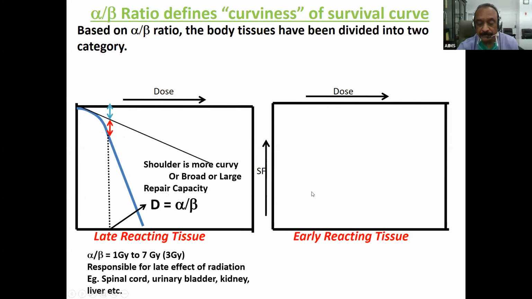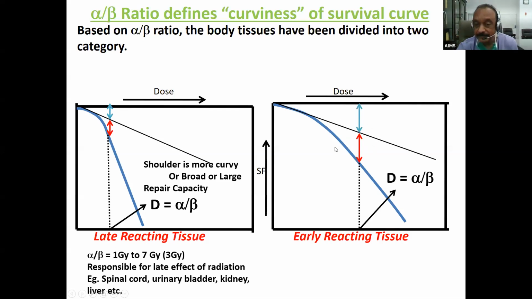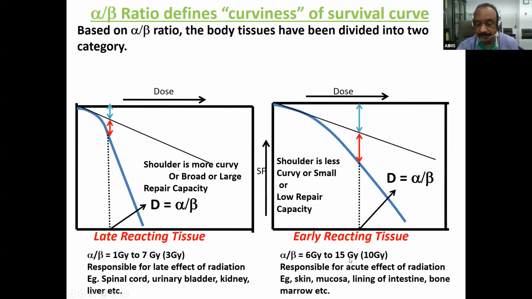Now, the right panel shows early reacting tissue. The shape of the cell survival curve is something like this. And again, draw a tangent and try to find out the dose at which two processes of cell kill become equal. Here you will realize that it is achieved at a higher dose, and that is the reason that early reacting tissue have higher alpha beta ratio. So we can say the shoulder is less curvy or small, or early reacting tissue have low repair capacity. Again, alpha beta ratio has been estimated for all early reacting tissue. It varies slightly, it ranges from 6 gray to 15 gray, but we take an average of 10 gray.